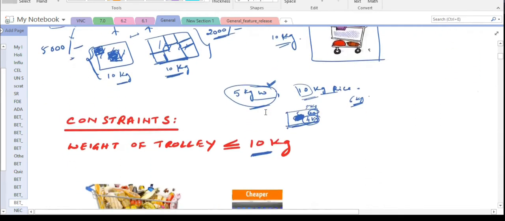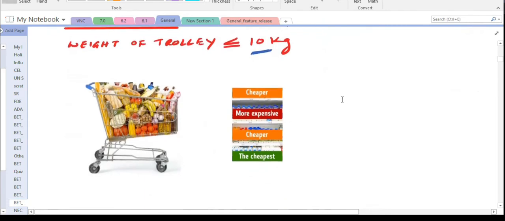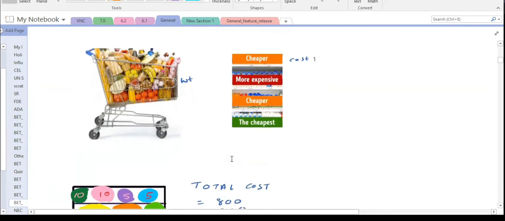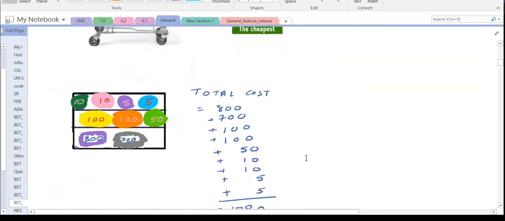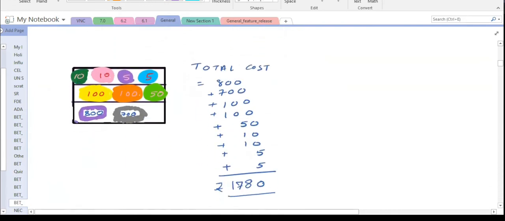Now, one is you have the weight, the other one is you have the cost of the items. So what are the three ways in which I can solve this problem? The problem statement is to fill the trolley with maximum profit. Say this was one example. Say they picked up items of 10 rupees, 10 rupees, 5 rupees, 100, 50 rupees, 800 rupees, 700 rupees.